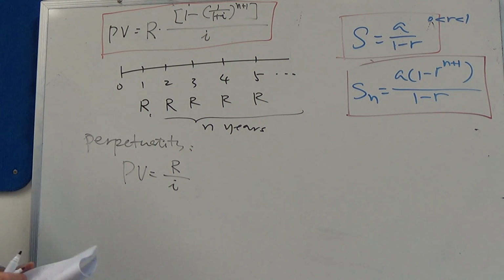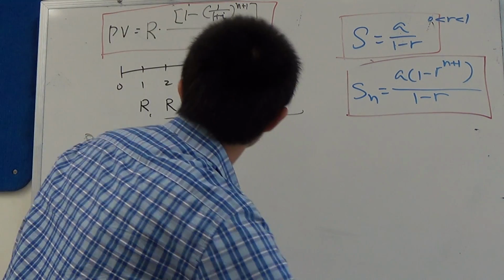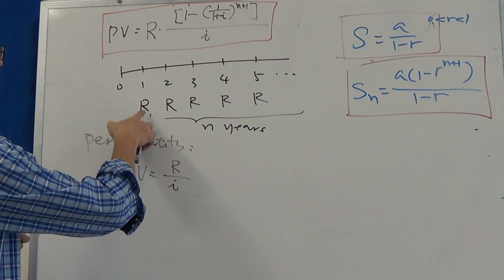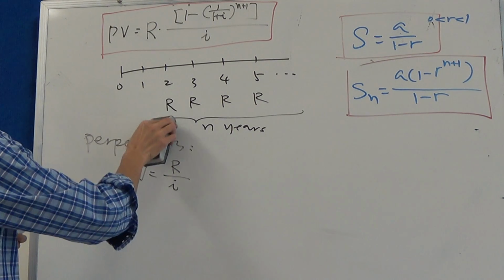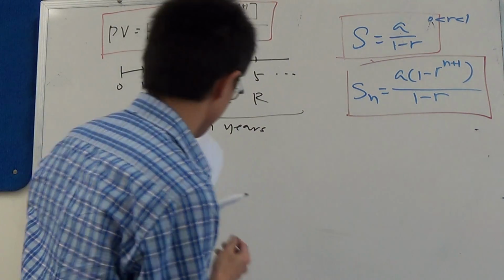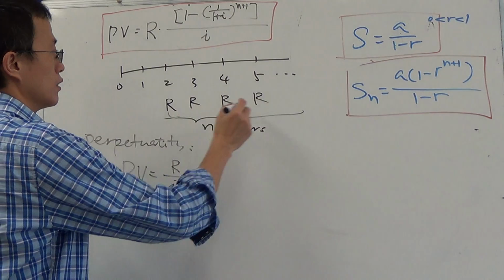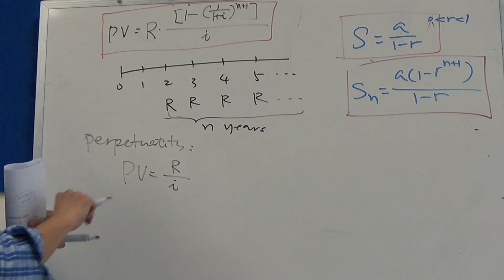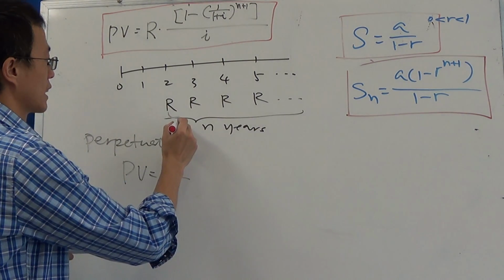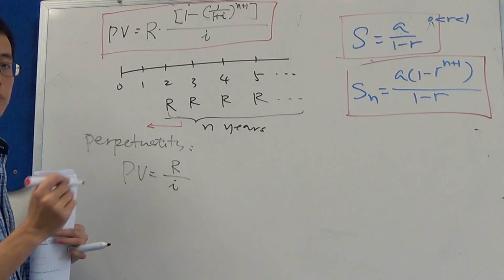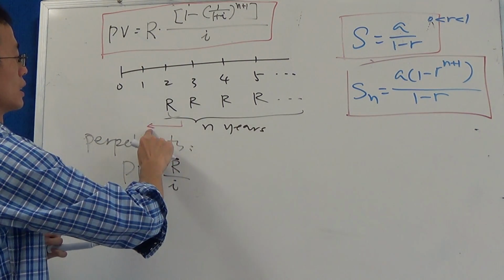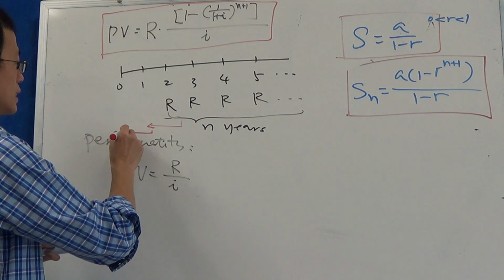Sometimes an annuity could be a deferred annuity. Say this annuity does not start from year 1, just from year 2, and for n years. Then how do we calculate this present value? You can do it in 2 steps. First, you discount all of this back to year 1. You apply this formula, push everything back to year 1. Then follow back to year 0.